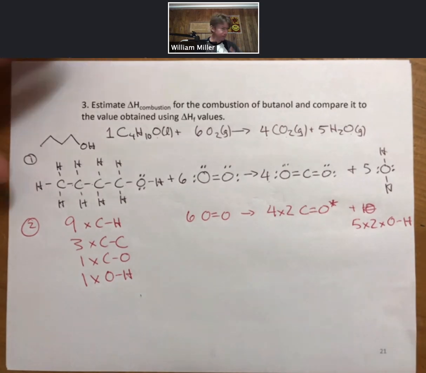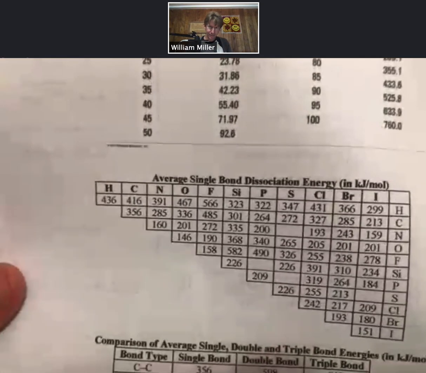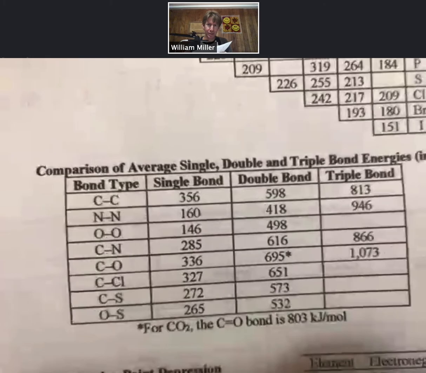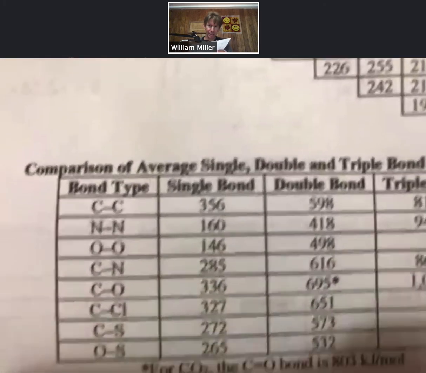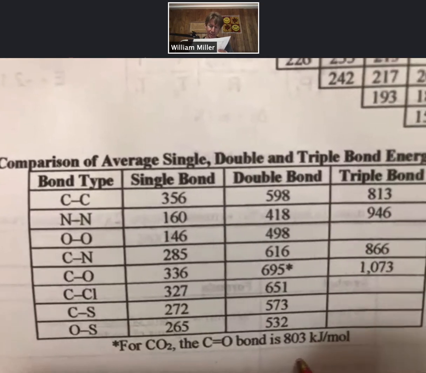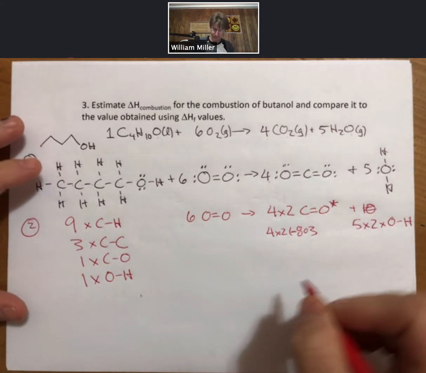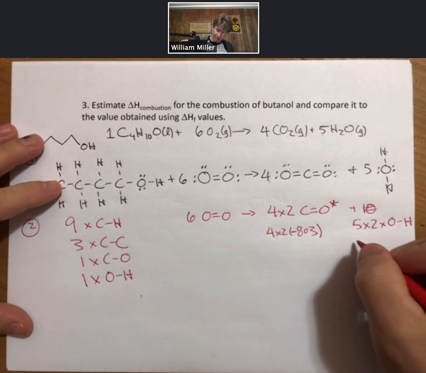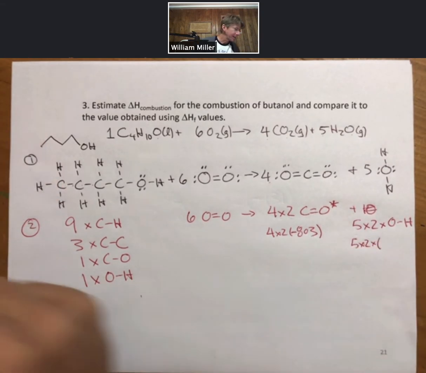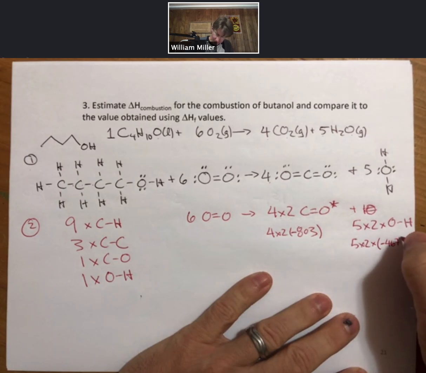Now I have energies for those, so I go to my list here, and I see that these are the single bond dissociation energies, and right below that is a table of single, double, and triple bonds of certain atoms. And let's see, there we go. For CO2, the C double bond O bond is 803 kilojoules per mole. So this is going to be 4 times 2 times 803 minus, and then this is going to be 5 times 2 times oxygen-hydrogen, which is 467, and that's minus as well.